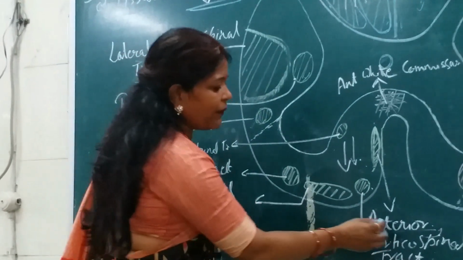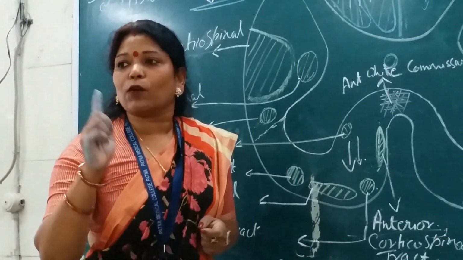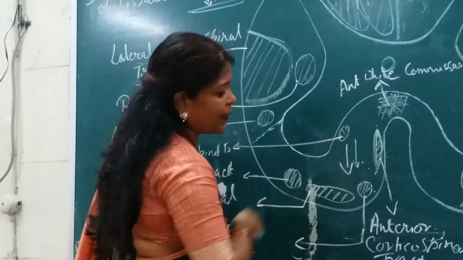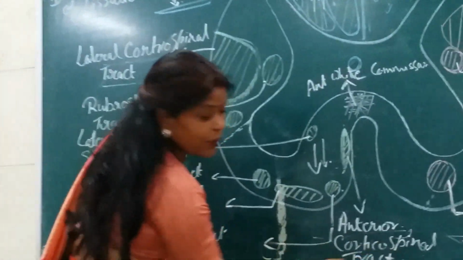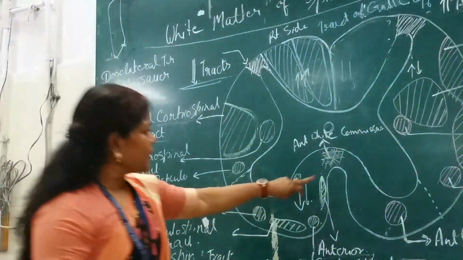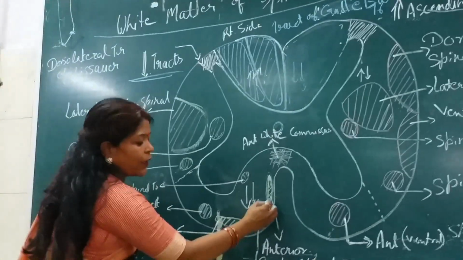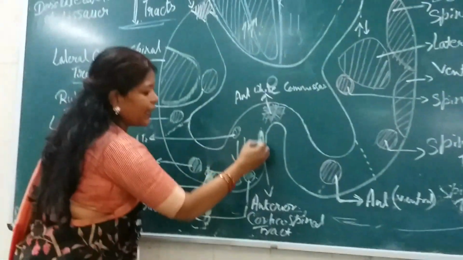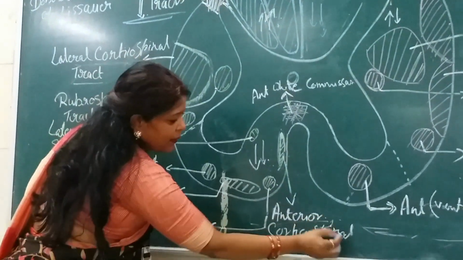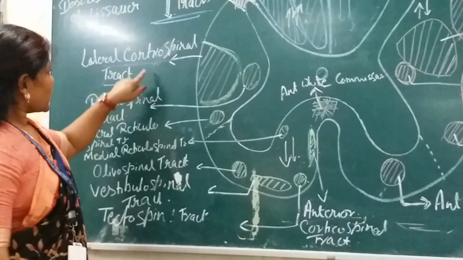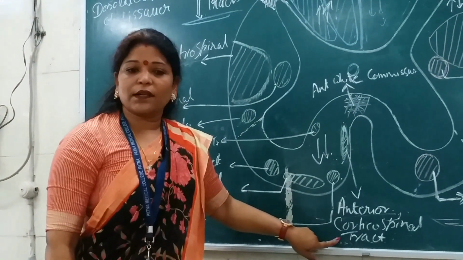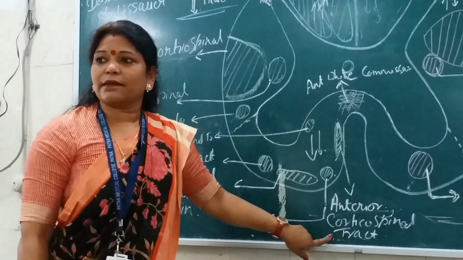That means there will be the ventral or the anterior corticospinal tract also. You have to find it. Okay, so it is present in the anterior compartment. This is the anterior corticospinal tract. Look here, it is the anterior one. It is present in the anterior funiculus, just lateral to this anterior median fissure. Lateral corticospinal tract and the anterior corticospinal tract. What are these tracts? These are the pyramidal tracts.